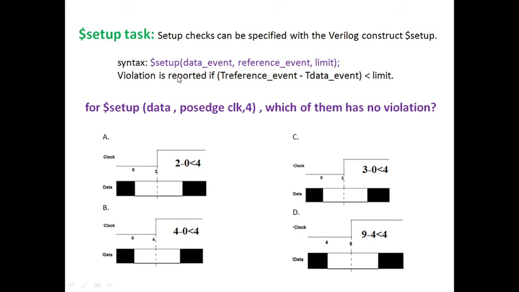Now, this is $setup, data event, comma, reference event, comma, limit. A violation is reported whenever your reference event time minus data event time is less than the limit. This will be provided in a data sheet sometimes. Now, reference event minus data event is less than limit. Whenever this equation holds, we call that the circuit is under violation.